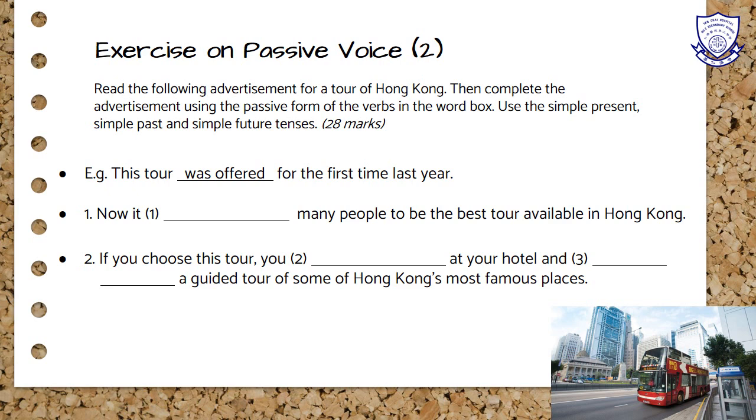In this second paragraph, we have the same kind of fill in the blanks exercise. Let's take a look at question number one. Now it blank by many people to be the best tour available in Hong Kong. If you are smart or sensitive, you should know that it is about people's opinion. So the answer is, now it is considered by.